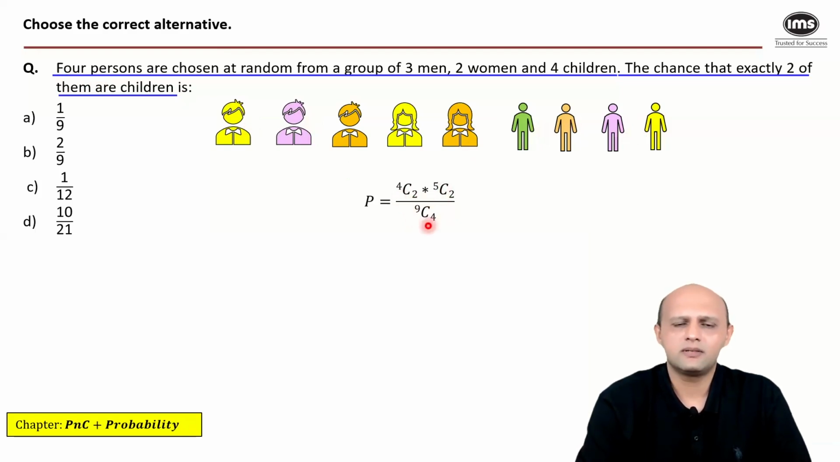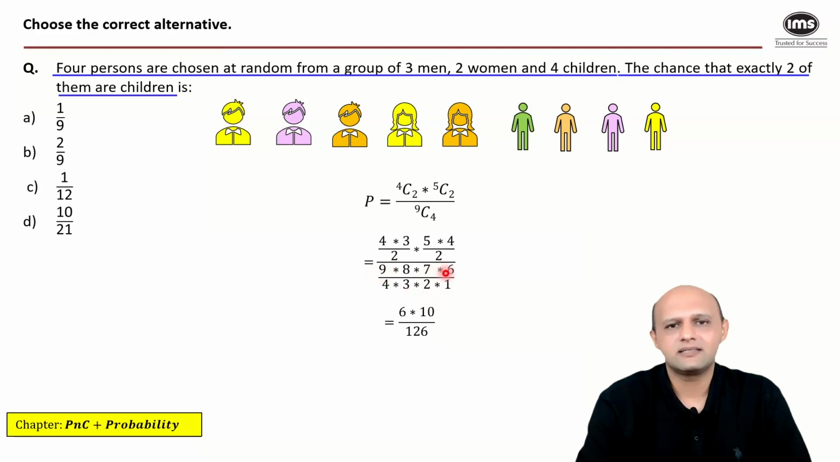What will be the total outcomes? 9C4. And how do you calculate this? 4 into 3 by 2. 5 into 4 by 2. So this is 10 times 6, which is 60. 9876 divided by 4 factorial. Okay, so this is the faster way to do it. 4 factorial is 24. 8 6s are 48. So 48 by 24 is 2. 9 7s are 63 times 2 is going to be 126.